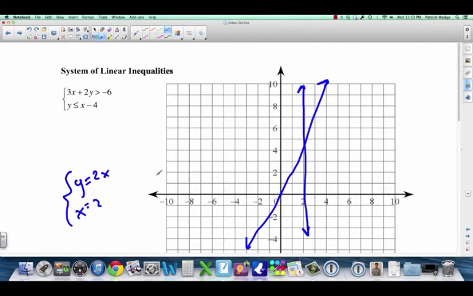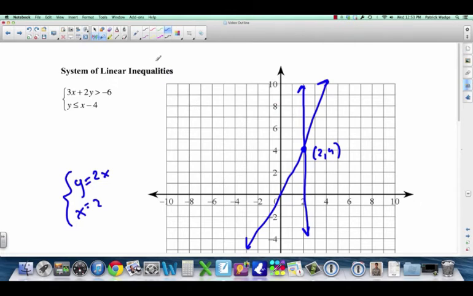We want to know where's the point that works for both of them. And it's where they cross, right? The system is solved by the point (2, 4). If you plug (2, 4) into this one, it works. 2 times 2 is 4, and that's exactly what we'd have there. And if you plug it into here, 2 equals 2, that's true as well. That's a system of linear equations.